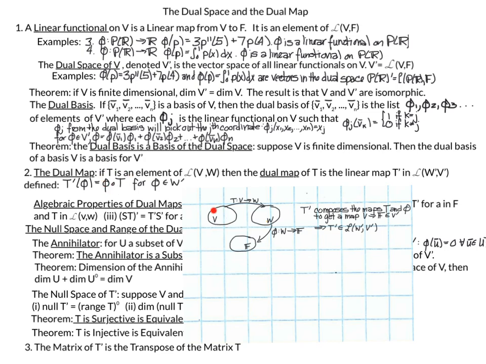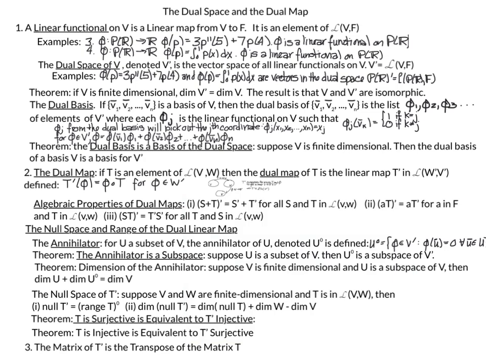If we now take a vector V from our vector space V, first we operate with T and move over to W, and then from W we take this phi and move to the scalars. So this function composition has created a mapping that goes from V to F, and that's what the dual map is about. We'll list out some algebraic properties of dual maps, and then we'll talk about the null space and range of the dual linear map.